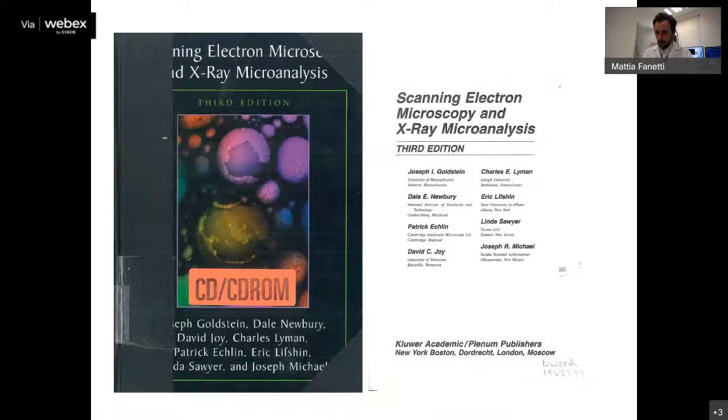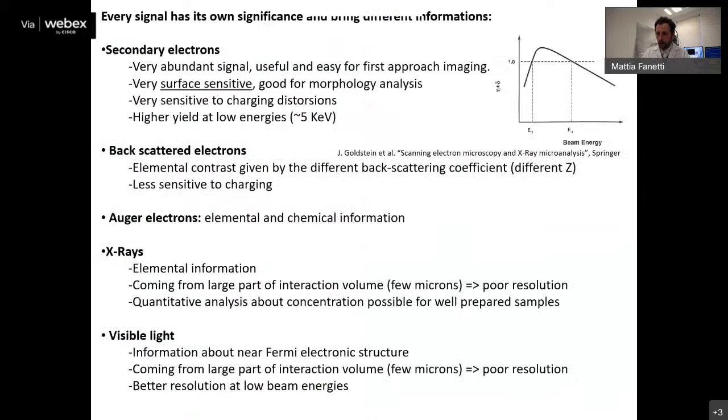Finally, I tell you that this book is one of the books that I suggest, especially for microanalysis, but also for imaging, which is a very famous book for SEM and EDX. Of course, there are also others. Okay, so now, what's the time?